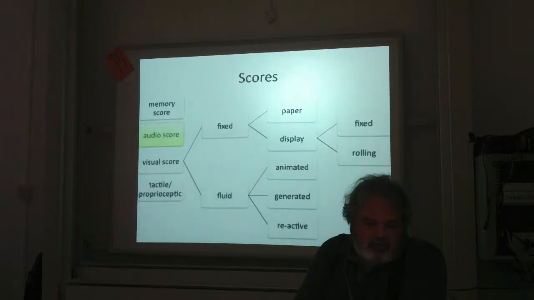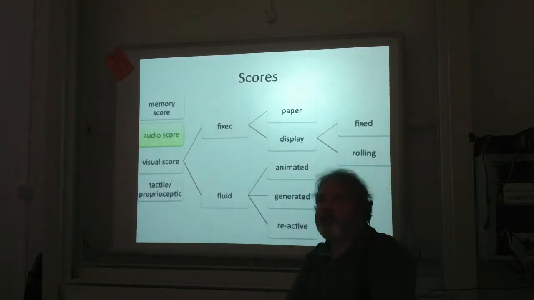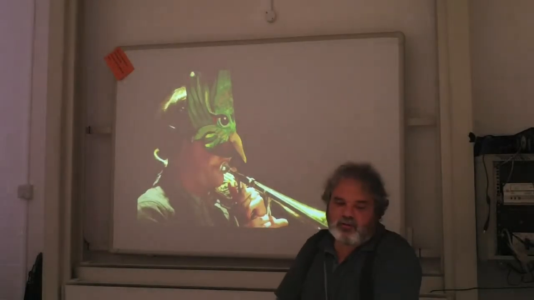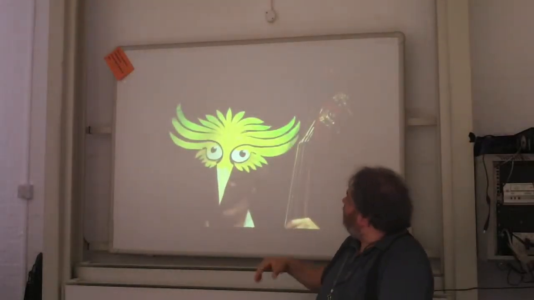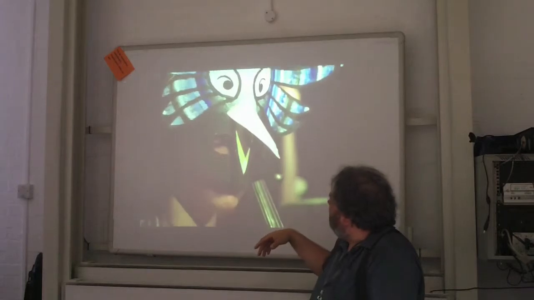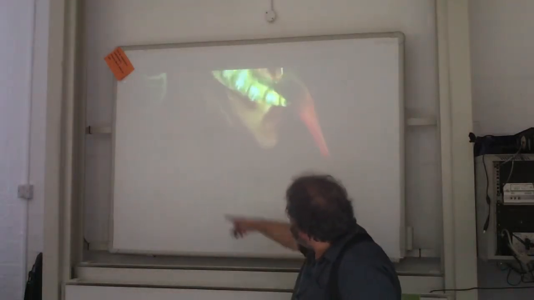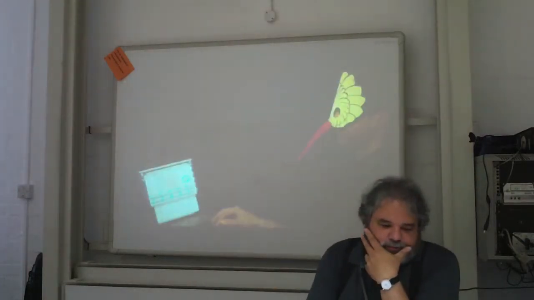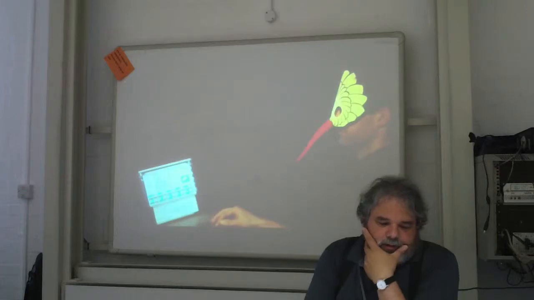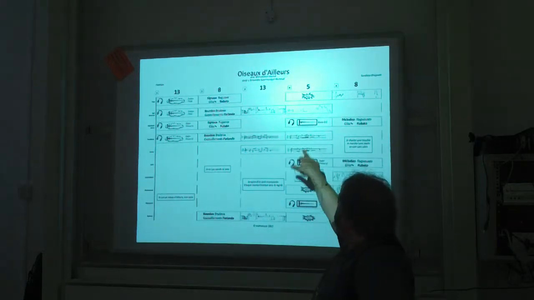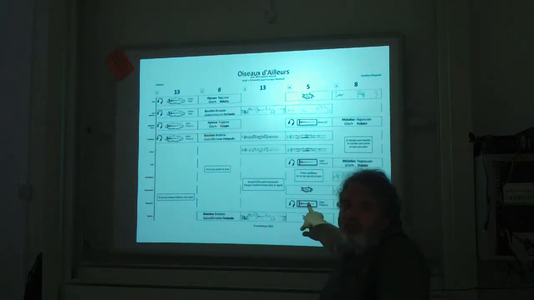But I've been increasingly interested in other kinds of scores that are not on paper, and I'll presently say why. So just one thing, for example, an audio score. You can see musicians here. They have masks, and they have headphones. It's probably a little hard to see. Here you can see headphones. So they have a paper score. And in the paper score, there are passages where they're instructed to listen to the headphones.